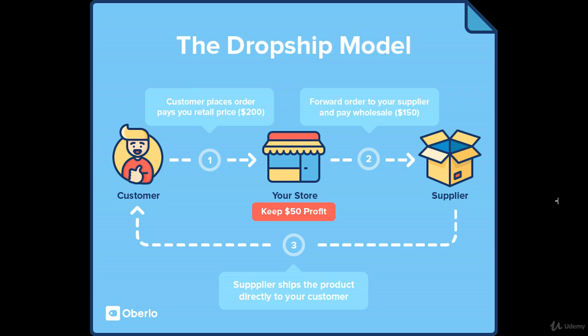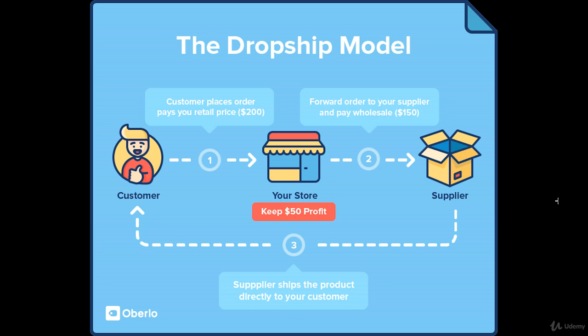Now, the great thing about this is you never even have to touch the product. So the customer buys from your online store. Before that, you already know, okay, I can buy this product from a supplier, and then the customer buys for a higher price and you buy it from a supplier for a lower price and you send it to the customer directly via the supplier and you can keep the profit.